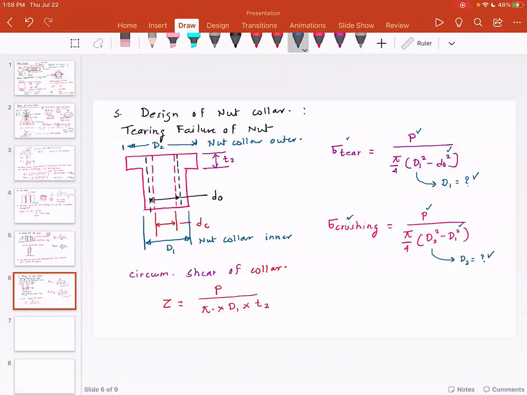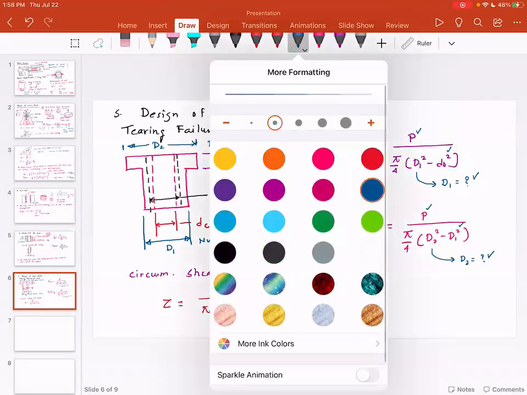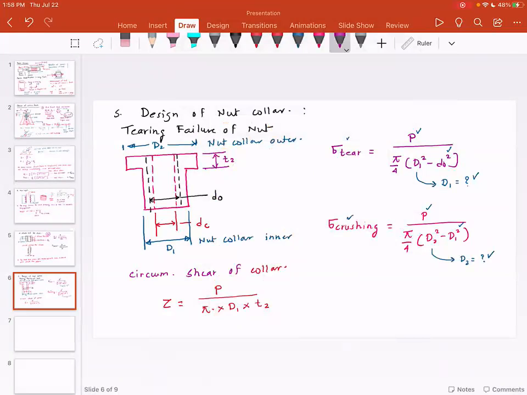Now here we will substitute the value of D1, because if you look at it, the failure is occurring over here. Failure is occurring over here. So this is known, this is known, this is known, this is known. So you can find out the value of T2. Any questions about the process so far?